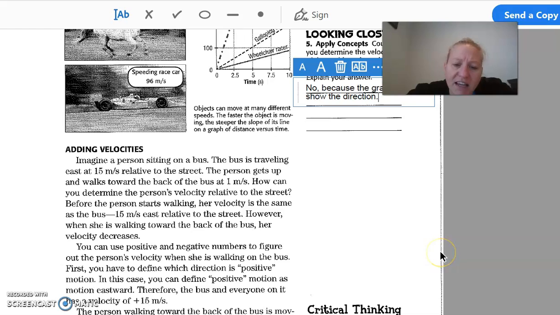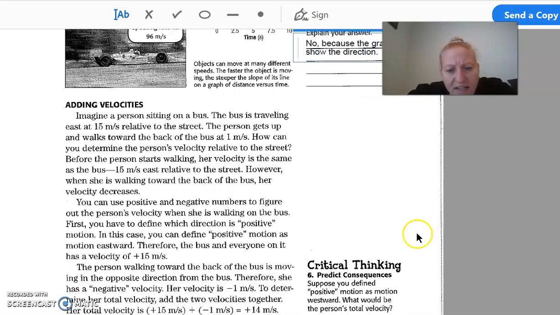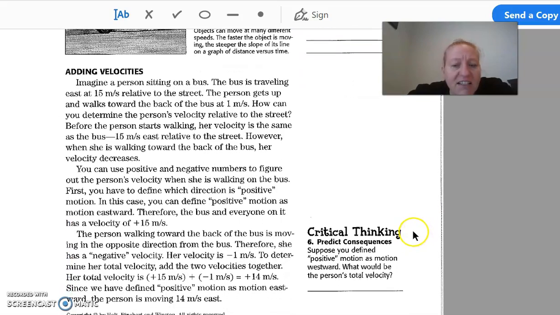You can use positive and negative numbers to figure out the person's velocity when she is walking on the bus. First, you would have to define which direction is positive motion. In this case, you can define positive motion as the motion eastward. Therefore, the bus and everyone on it has a velocity of plus 15 meters per second.